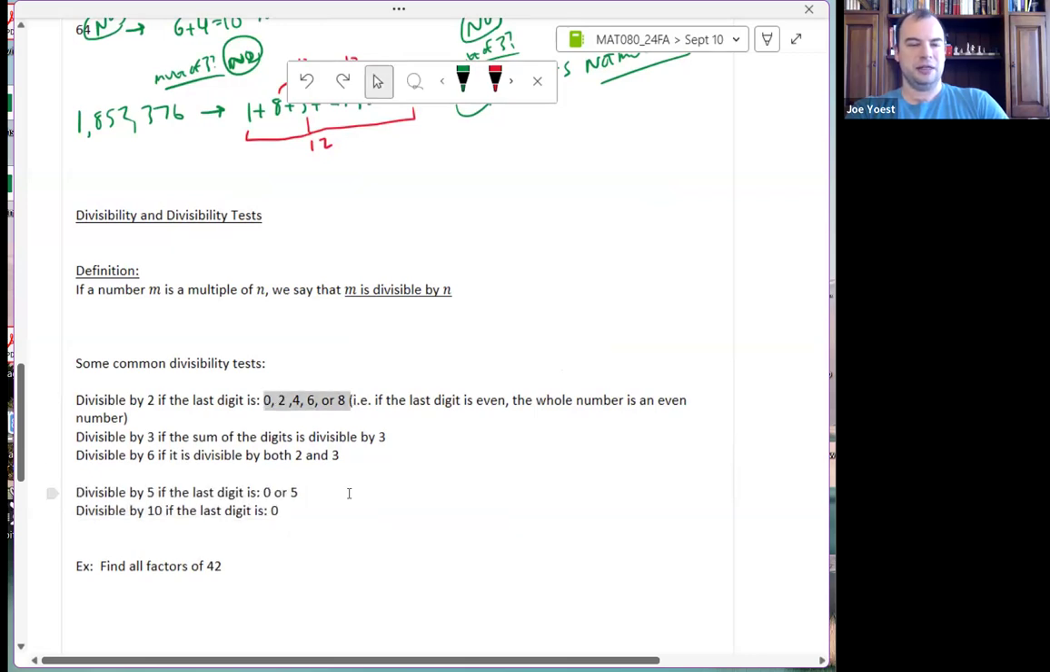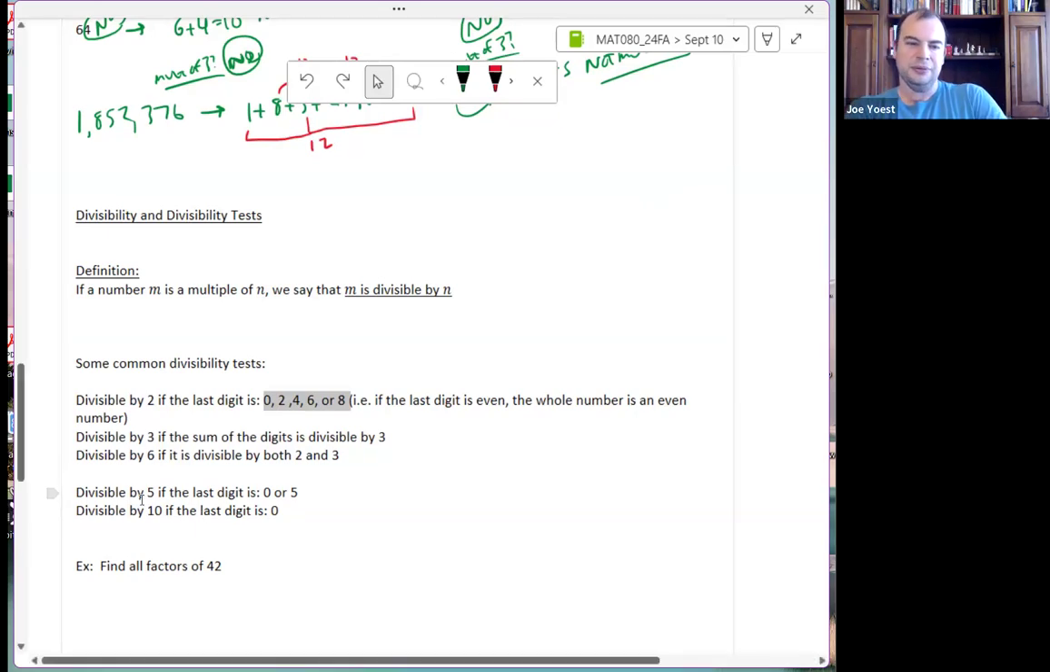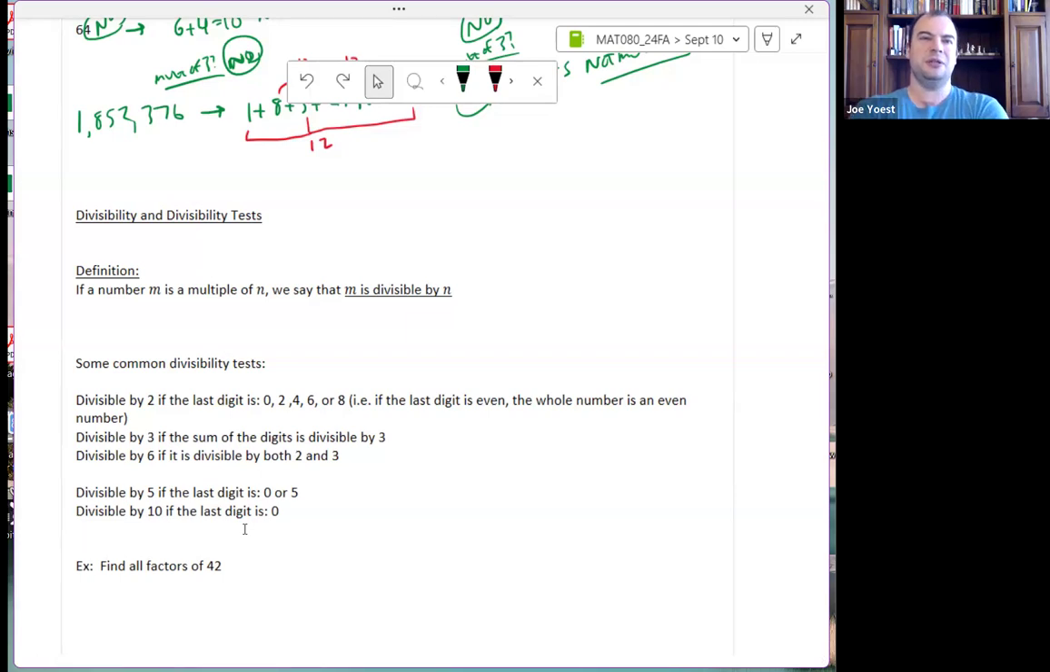And in the case of divisibility by 2, we're looking for 0, 2, 4, 6, or 8. Or in other words, if the last digit is an even number, then the whole number is an even number. That's another way to say it. Divisibility by 5 and 10, we're looking for either the last digit being 0 or 5, in the case of divisibility by 5, or looking for that last digit to be 0 in the case of divisibility by 10.